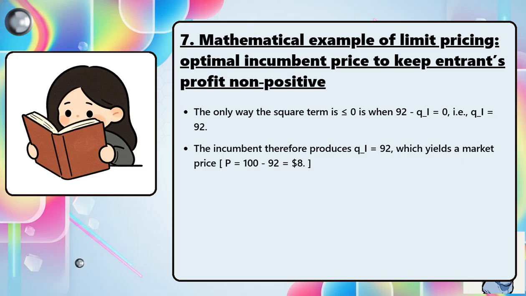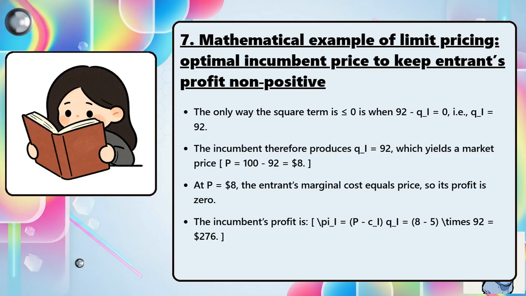The incumbent therefore produces Q_I equals 92, which yields a market price P equals 100 minus 92 equals $8. At P equals $8, the entrant's marginal cost equals price, so its profit is 0. The incumbent's profit is pi_I equals (P minus C_I) times Q_I equals (8 minus 5) times 92 equals $276.